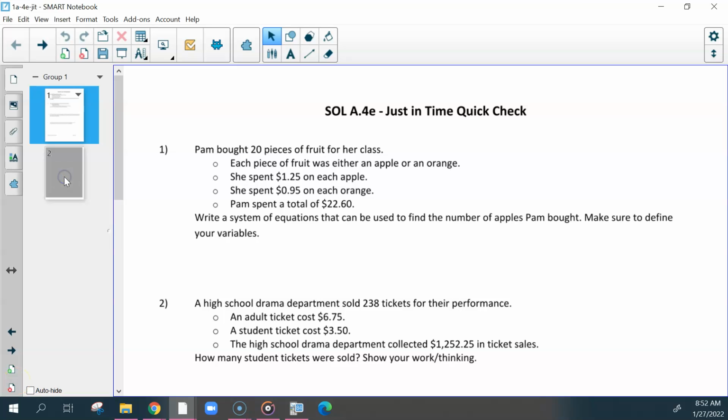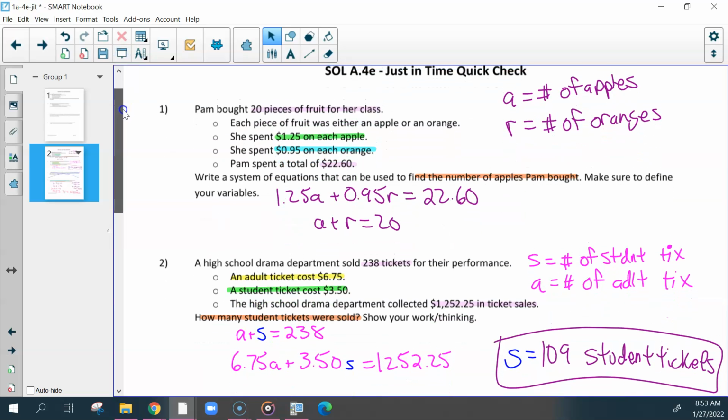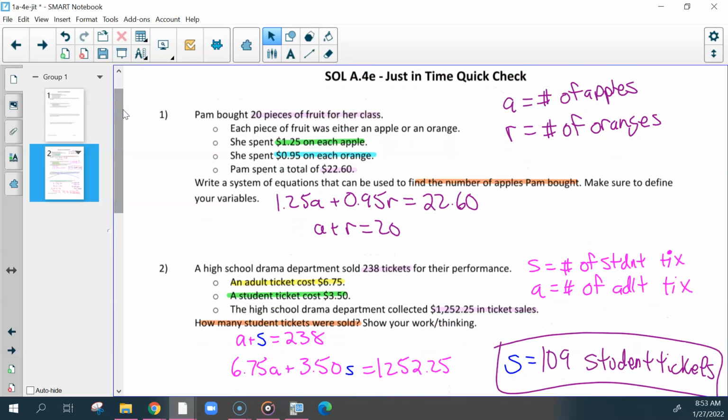So I'm going to show the answers. And then any questions you have, we'll go through those. So for the first one, you need to define your variables after we go over this.